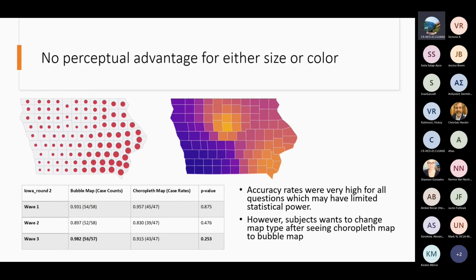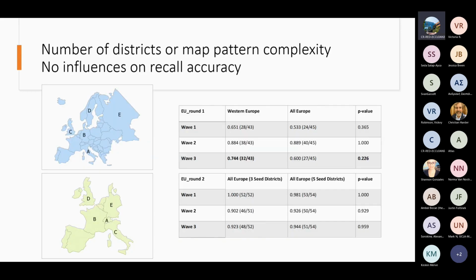And later, I will talk more about subject preference, and the people who chose to see the corpus map for the USA map wanted to change to the bubble map later. And then the number of districts, or map complexity, also didn't influence the recall accuracy. However, for wave 3, relative performance was highest for subjects receiving the map with fewer districts, suggestive of a possible positive influence of number of districts on pattern recall ability.